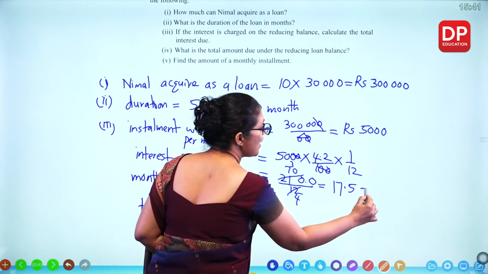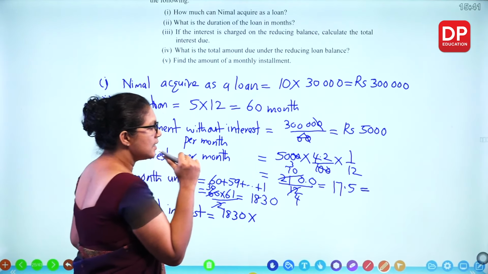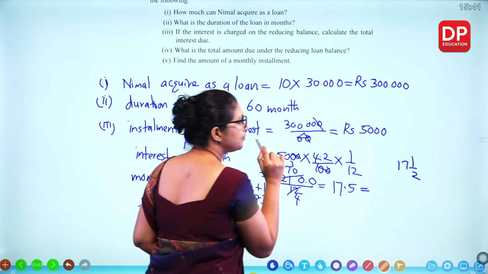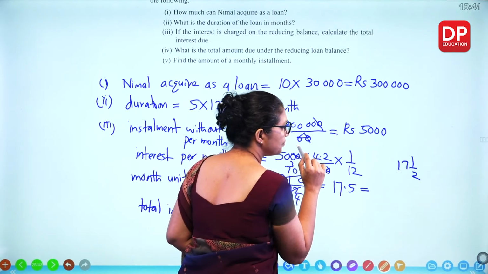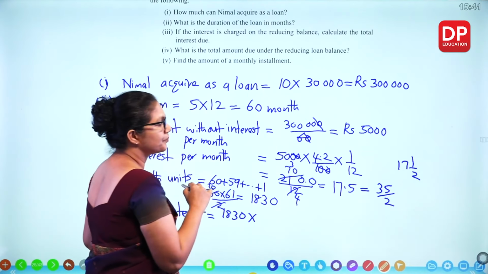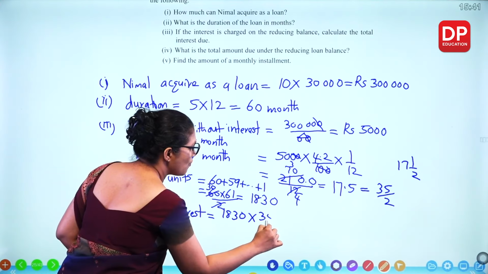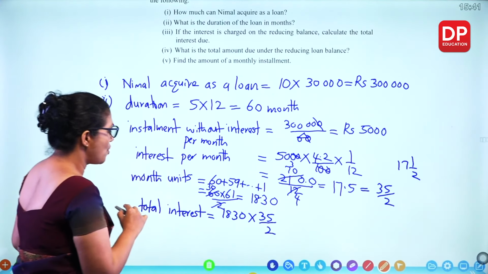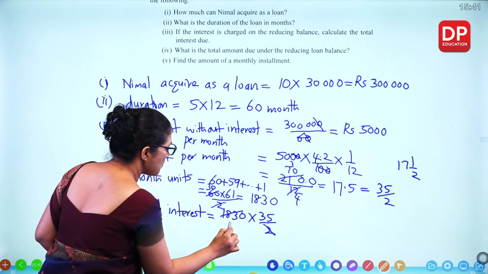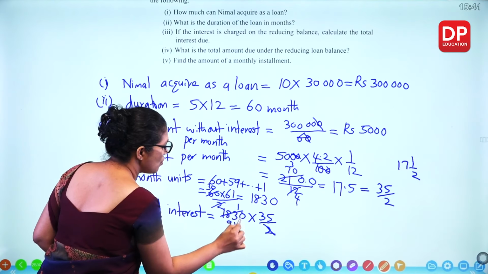So here I can write, instead of 17.5 as a decimal, 35 over 2. So 35 over 2. Now simplify. 2 times 9, 18. 2 times 1, 2. That's 5.